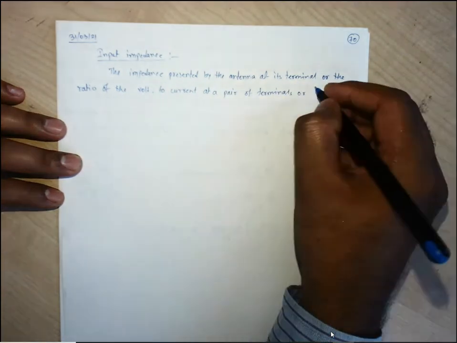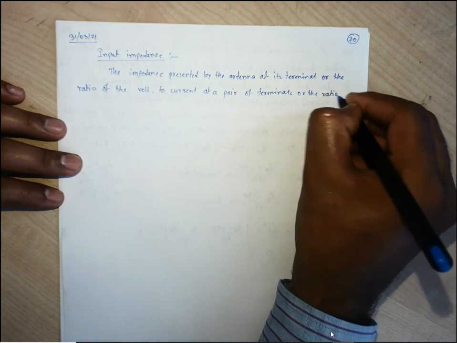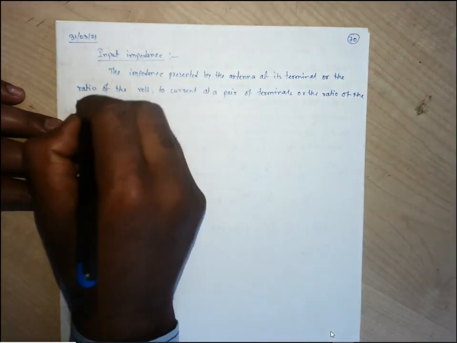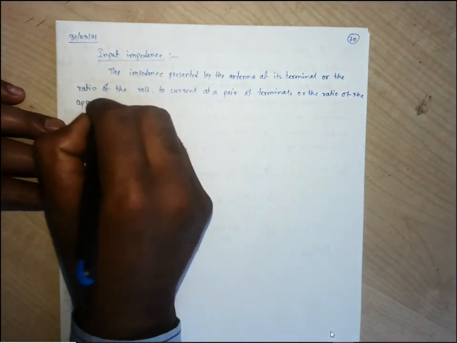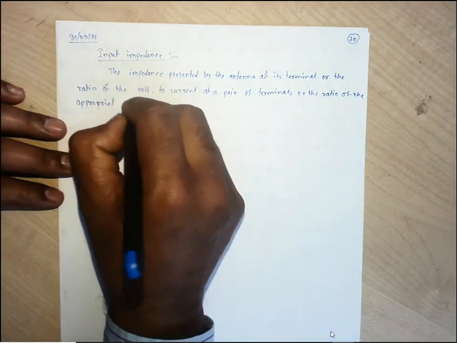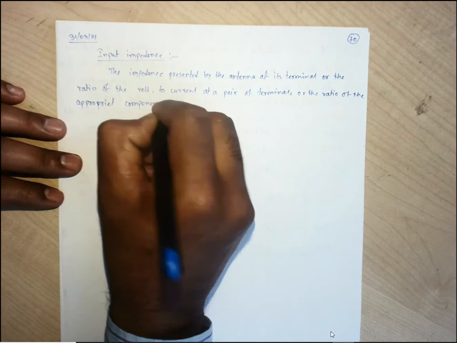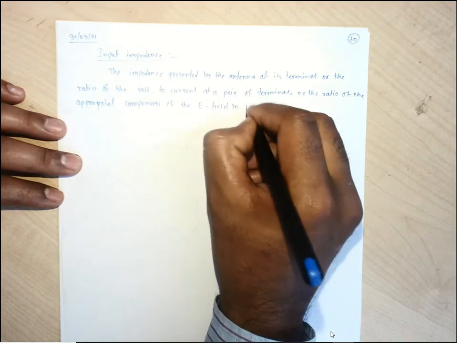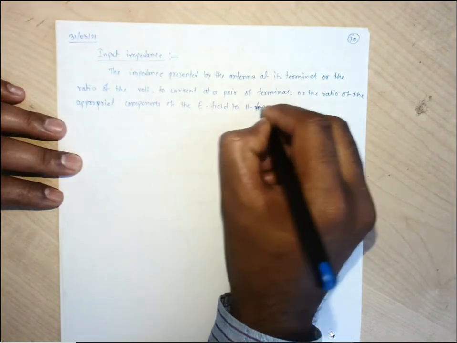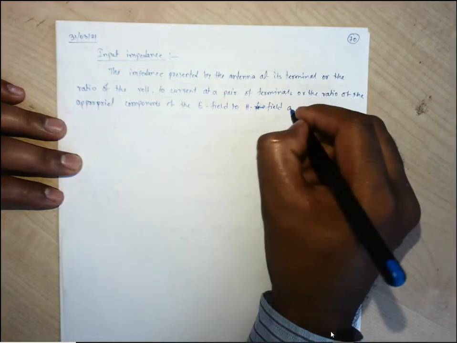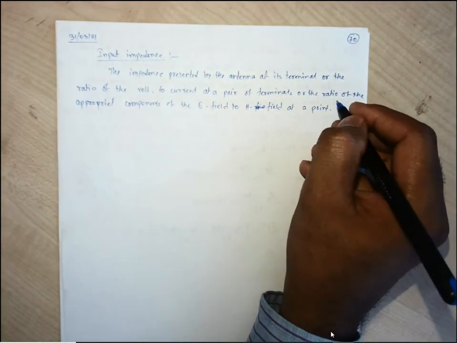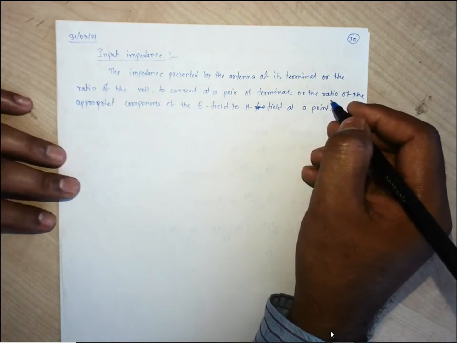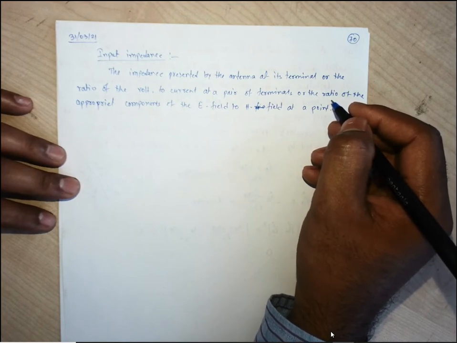Or the ratio of the appropriate components of the electric field to magnetic field at a point. Okay, so it may be the ratio of voltage to current at the terminal, or maybe the appropriate component of electric field to magnetic field at a point.